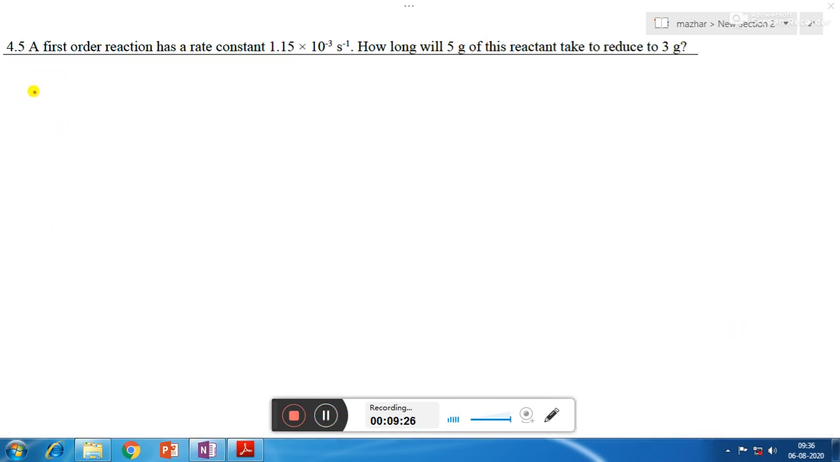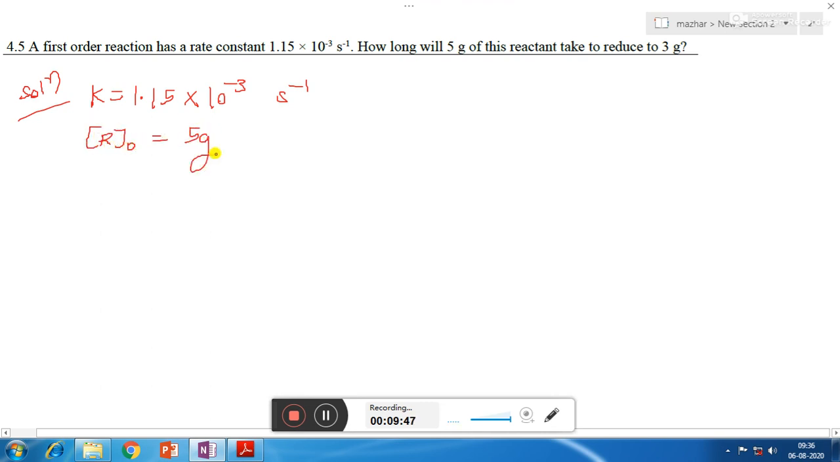Now in text 4.5, a first order reaction has a rate constant K equal to 1.15 into 10 raised to minus 3 second inverse. How long will 5 gram of this reactant take to reduce to 3 gram? So the initial concentration of reactant is 5 gram, and the final concentration will be 3 gram. We have to find out time.